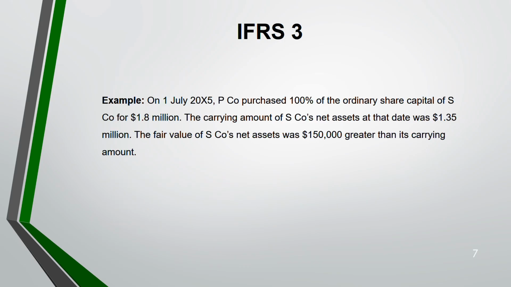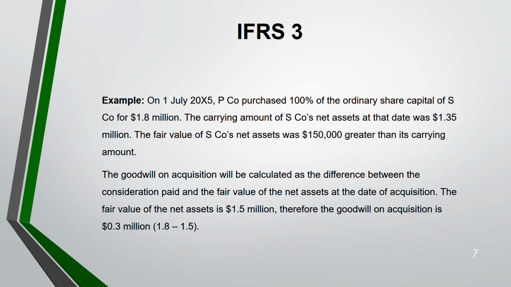Now, let us understand this through an example. P has purchased 100% in S for 1.8 million. 100% means there is no NCI. Okay, 1.8 is your purchase consideration. Net asset carrying amount is 1.35, but the fair value is greater. So the fair value of S's net asset was 150,000 greater than its carrying amount. What do you do? Increase the net asset by 150,000. So 1.35 million plus 150,000 is 1.5 million. So now you will compare the purchase consideration of 1.8 with the net asset 1.5, and the difference of 0.3 is your goodwill.